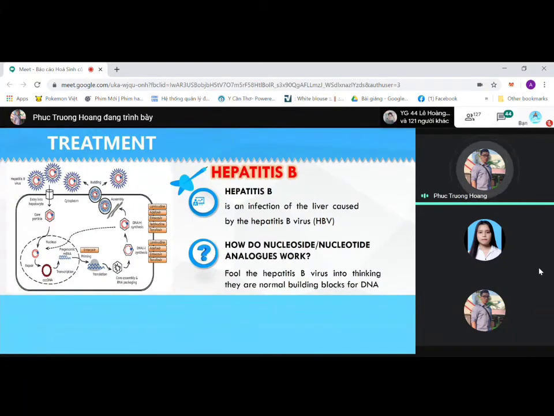So that is the work of nucleotide analogues. How does it work? It will fool the hepatitis B virus into thinking that they are normal building blocks for DNA.